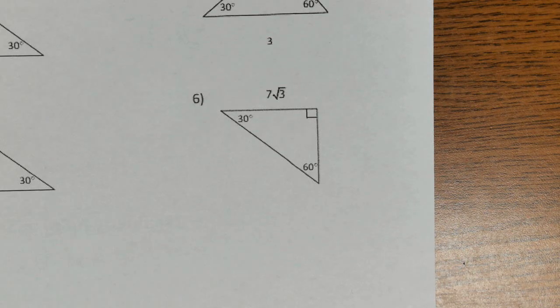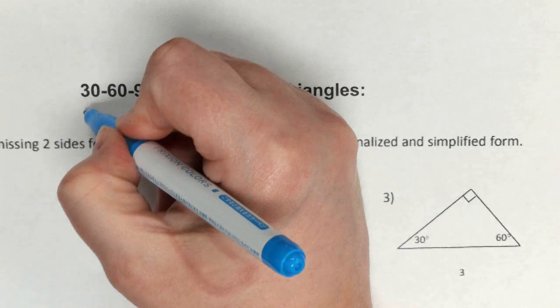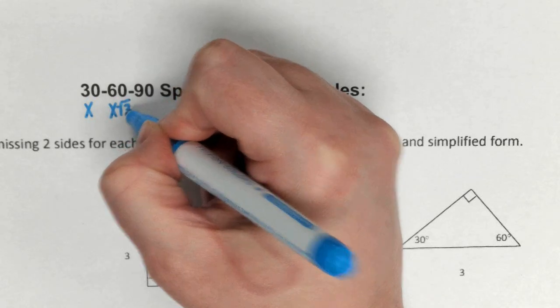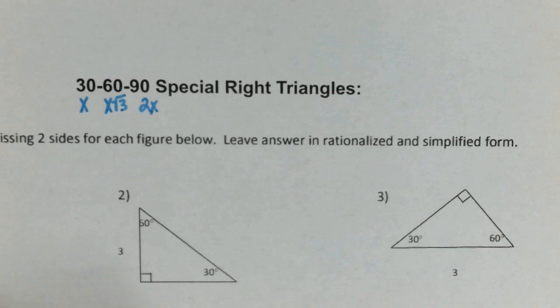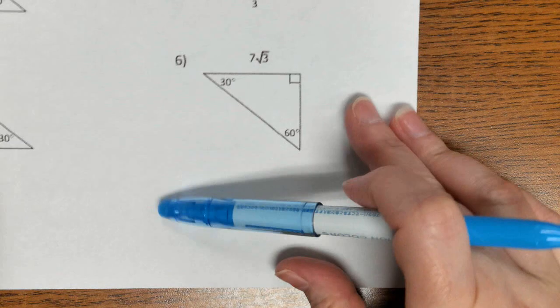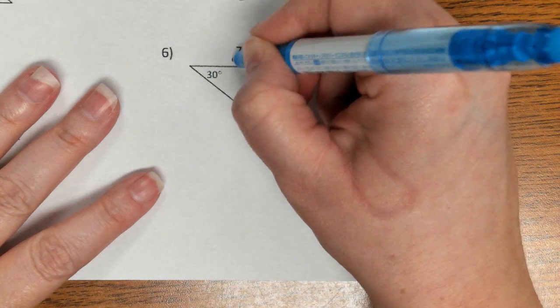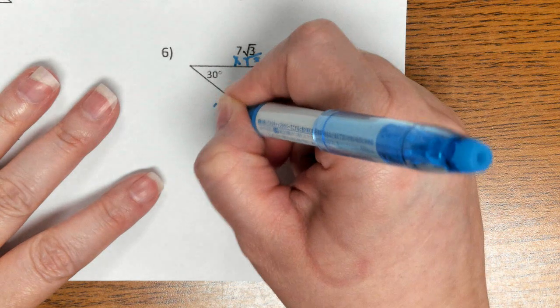Alright, so on the 30, 60, 90, remember our pattern. Across from the 30 was our x, across from the 60 is x square root of 3, and across from the 90 is 2x. So our pattern's different here, and you got to make sure you put them in the right spot. So y'all wanted to do 6. Across from the 30 is your x, across from the 60 is your x square root of 3, and across from the 90 is your 2x.